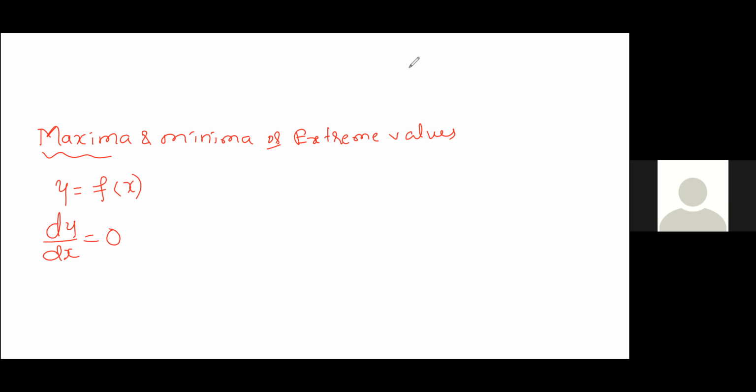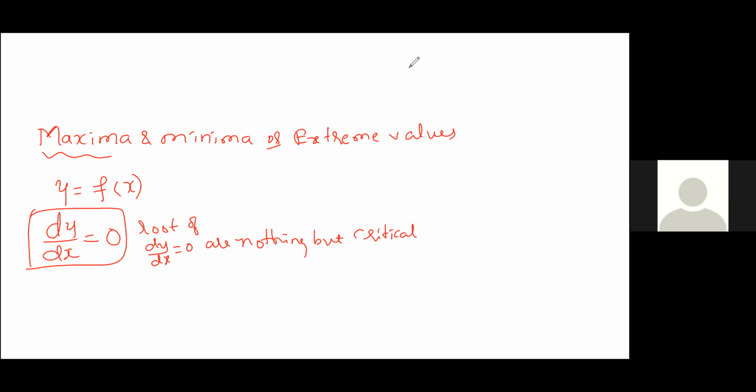The roots of this equation, dy by dx equals 0, are nothing but critical points. After finding the critical points, you have to find out the second order derivative, d square y by dx square.